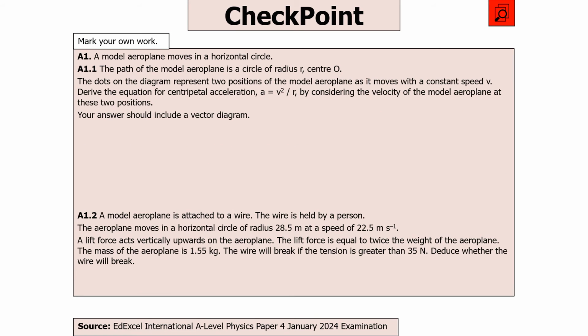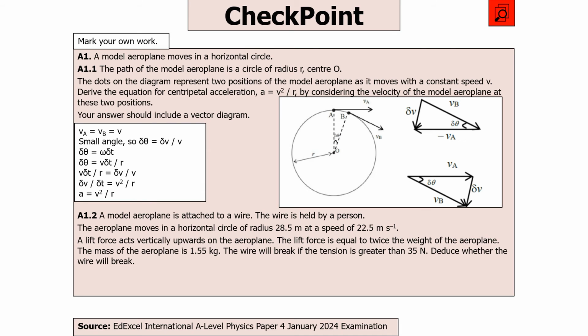Right, in this first one, we've got to use the idea of the vector diagrams. So if you see this vector diagram here, we can look at that. We can make a triangle from the center to A and then the center to B, and then we can use that to work out values. So we can say that vA equals vB equals v, so it's a constant magnitude for that particular velocity. So therefore, with the small angle approximation, we can say the change in angle, the change in theta, is equal to change in v over v.